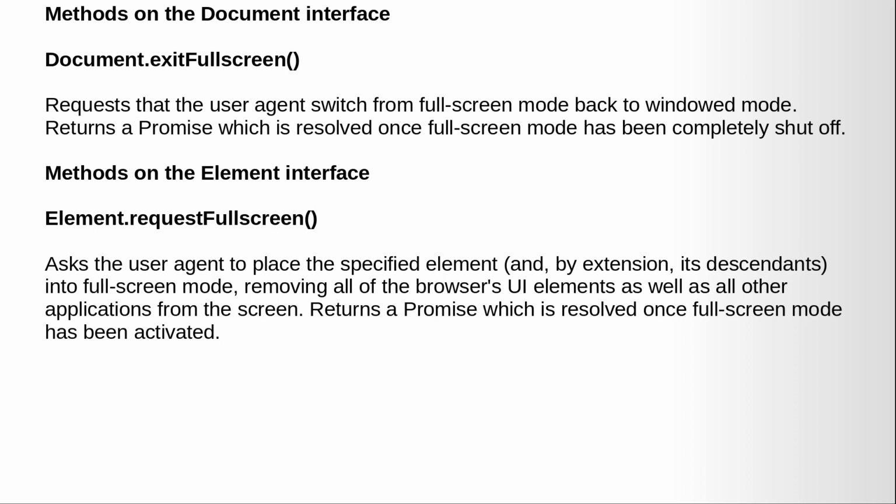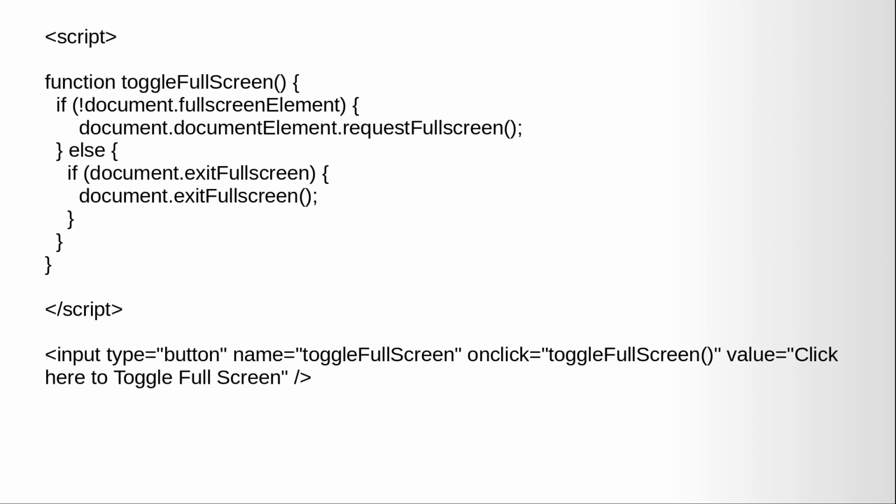Methods on the element interface. Element.requestFullScreen asks the user agent to place the specified element and by extension its descendants into full screen mode, removing all of the browser's user elements as well as other applications from the screen. Returns a promise which is resolved once full screen mode has been activated. This is the full code that we will be practicing today.